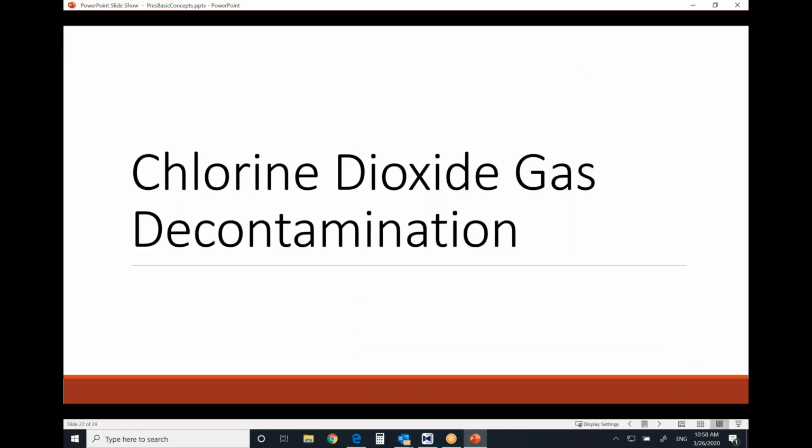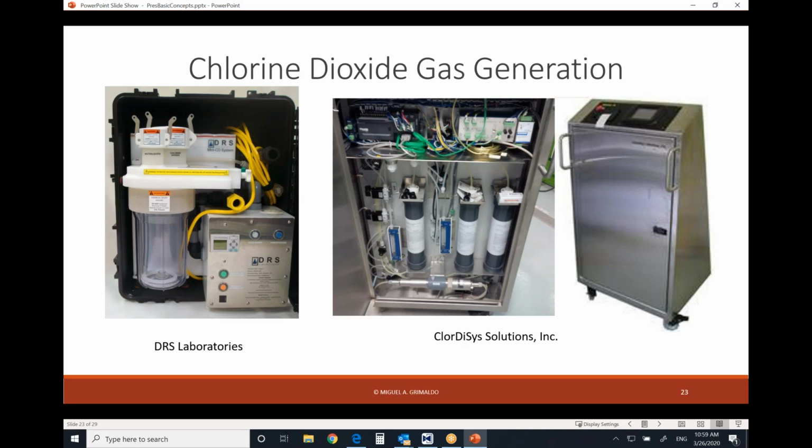Another technology that we use for decontamination is chlorine dioxide gas. Chlorine dioxide is a true gas like formaldehyde, so it will diffuse and it will penetrate really, really well. There are two companies here in the US that we commonly use. One is DRS Laboratories, and the other one is Chlordices Solution.